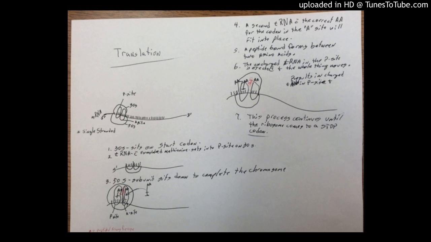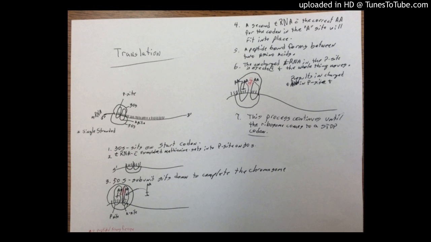Then a 50S subunit will bind to that whole complex and form a full 70S ribosome. So the 50S subunit sits on there. That means it's left the A site empty, but the P site has an amino acid charged transfer RNA sitting in there with the anticodon near the codon.